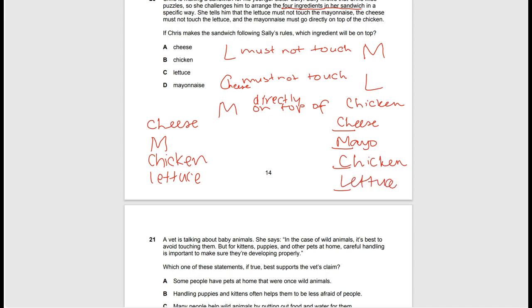Double checking again. Lettuce must not touch the mayonnaise. That's good. Cheese must not touch the lettuce. Cheese and the lettuce are far away. Good job. And the mayonnaise must be directly on top of the chicken. Perfect. So, which ingredient will be on top? Cheese. Our best answer is A for 20. Cheese.